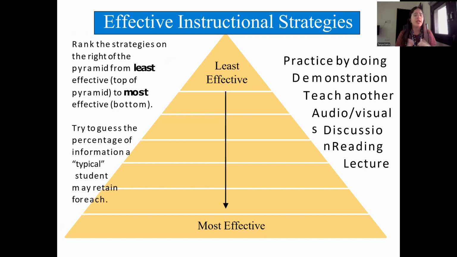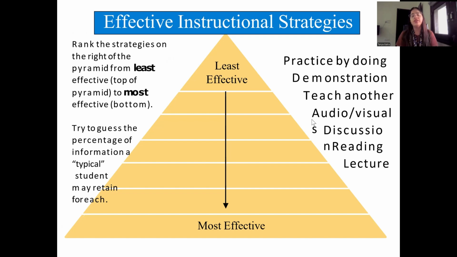What do you think? Which strategy should fall on the top of the pyramid, that can be least effective, to a one below level? And which of the strategies that you have listed down should have the category of most effective? Practice by doing, demonstration, teach another, audio visuals, discussion, reading, lectures. So try to guess the percentage of information a typical student may retain for each.